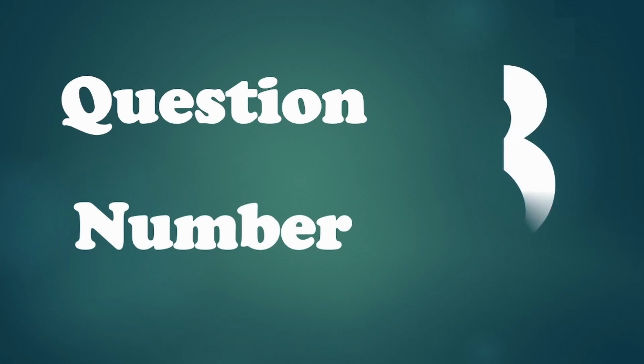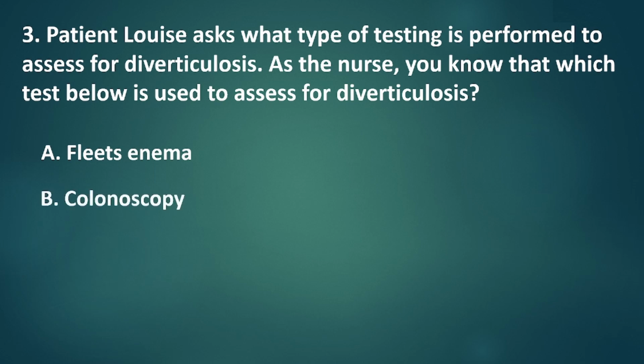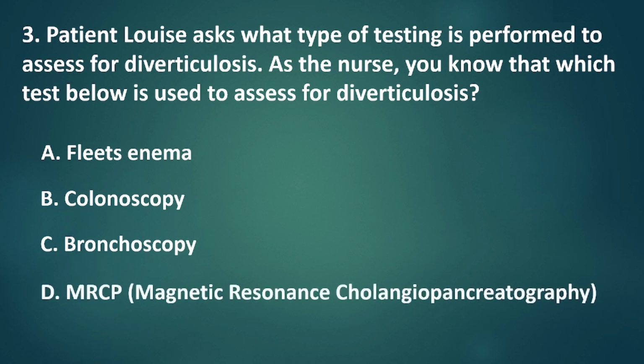Question number 3. Patient Louise asks what type of testing is performed to assess for diverticulosis. As the nurse, you know that which test below is used to assess for diverticulosis? A. Fleet's enema. B. Colonoscopy. C. Bronchoscopy. D. MRCP or magnetic resonance cholangiopancreatography.